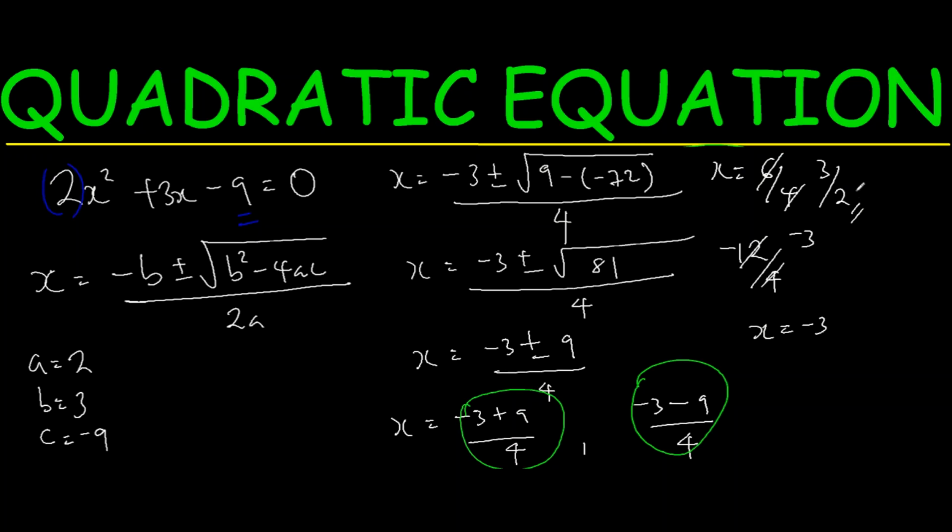And as we know, using the factoring method, we got our answers as minus 3 and 3 over 2. So this is a way to verify whether your answer is correct or not: by using another method to solve and checking whether you get the same answers.